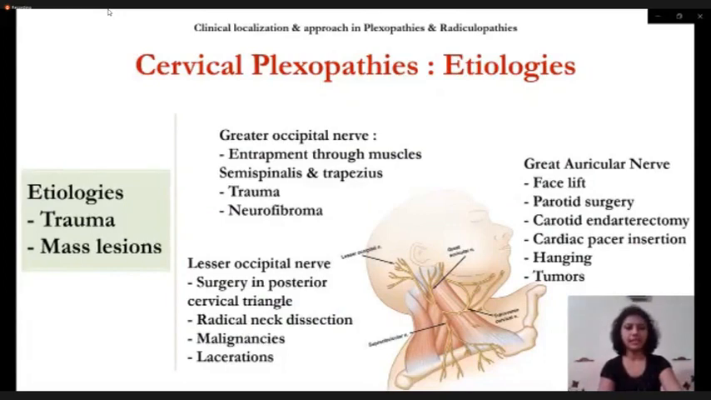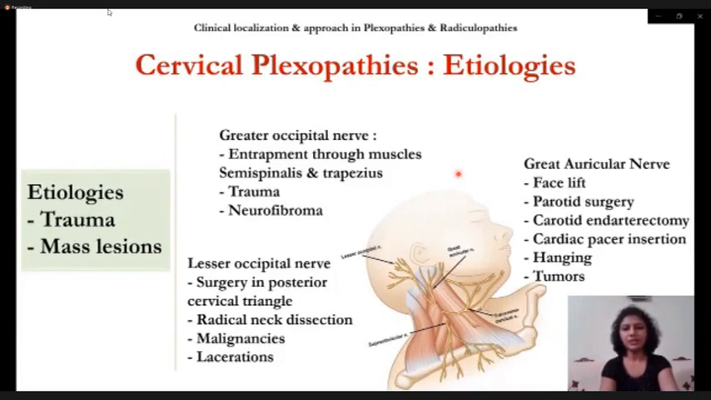Injuries to the cervical plexus are rather infrequent. Trauma and mass lesions constitute most of the etiologies in the majority of the cases. The trauma may be in the form of penetrating wounds or iatrogenic injuries that are sustained during surgical procedures such as a carotid endarterectomy.